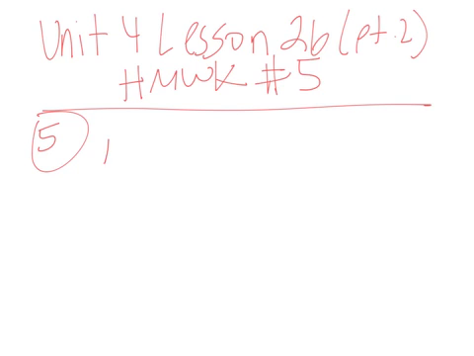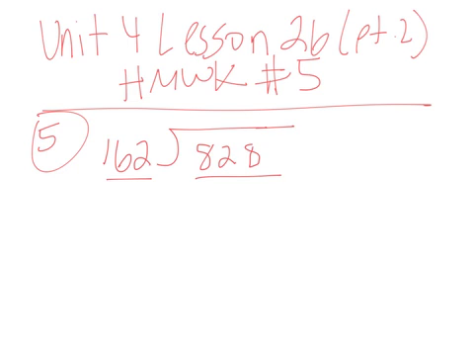So I'm going to take the number of stories and I'm going to divide it into how tall the building is total. And that's my division I'm going to do, which is actually a three-digit dividend. So now I've got to figure out how many times 162 goes into 828. And I'd have to use estimation in order to do this.